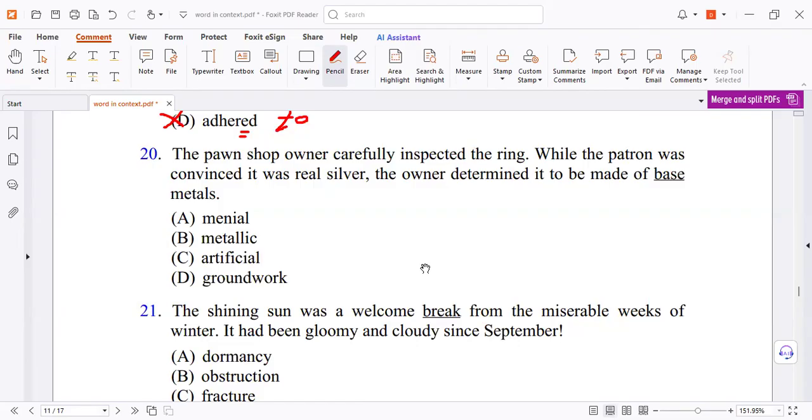This one is metallic. Remember comparison and the contrast. The pattern was convinced it was real, but the owner determined it to be not real. Not real means it's low quality. But metallic is talking about the material, made from wood or metal, for example.